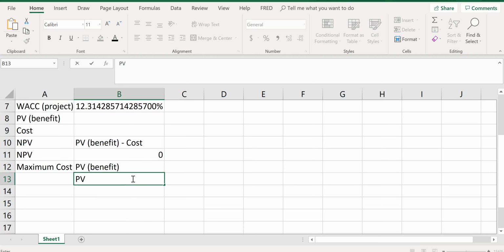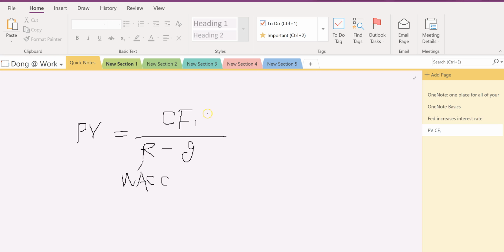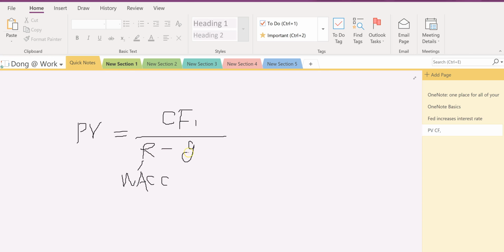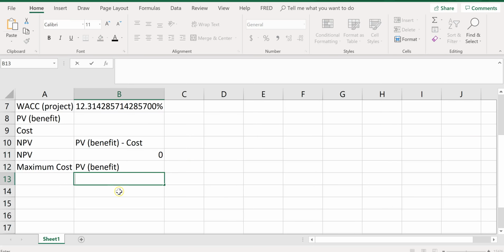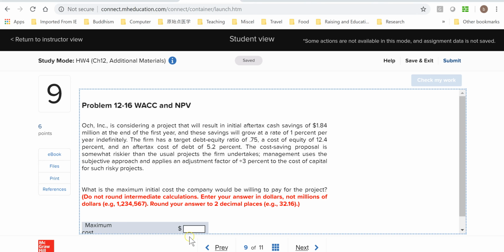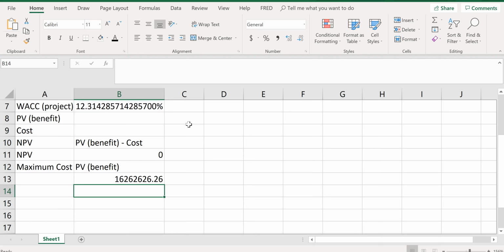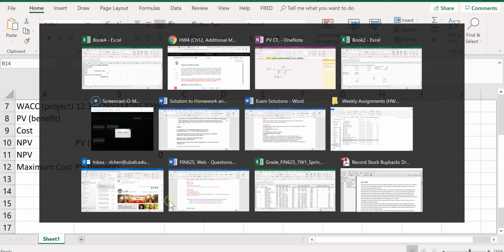present value of the benefit. So that's basically the cash flow for the first year divided by now this WACC for the project minus G, 1%. So this gives me the first year's cash flow, 1.84. So this is in $1 million. Hence, we have to multiply this by 1 million divided by this WACC for the project minus 1%. Okay. So this is basically the final answer.